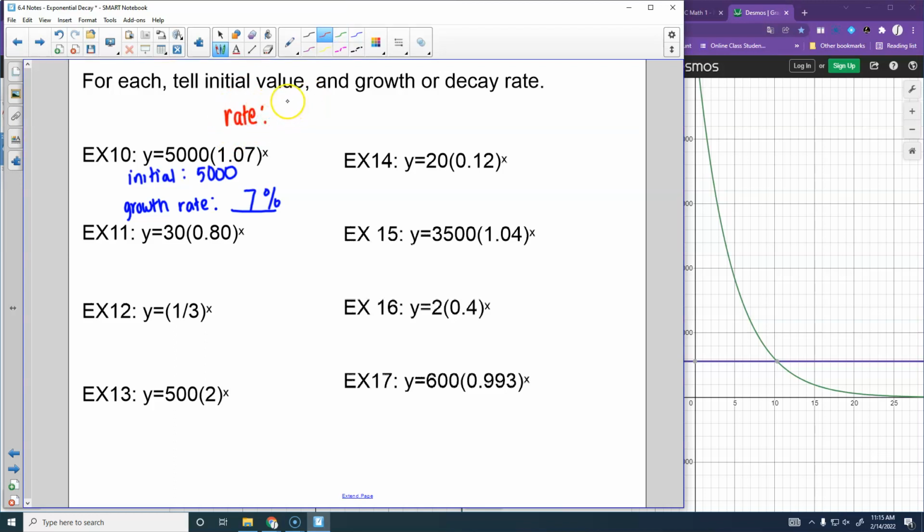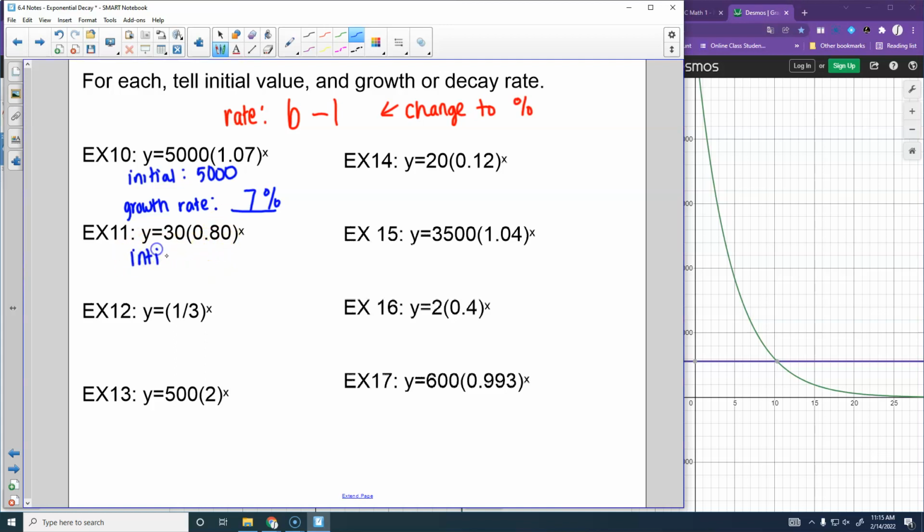you take whatever number you have, whatever that B is, you subtract 1, and then change to percent. Here's the cool thing, it works even if it's the K. So if we look at the next one here, we've got 30 times 0.8 to the x power. 0.8 is less than 1, right? It's between 1 and 0. So we're going to have the K right here.